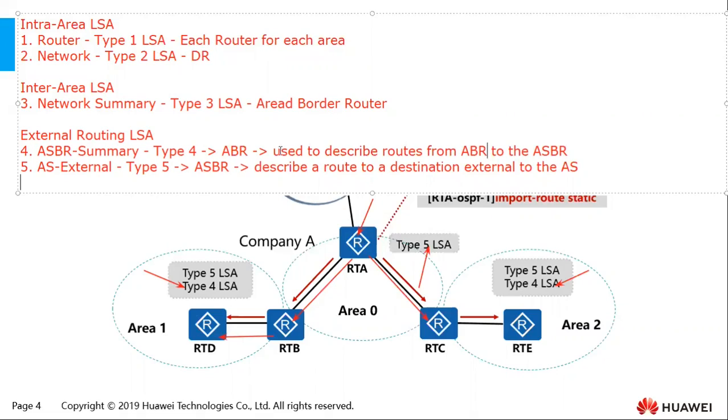So a type 4 is simply used to tell, for example, RTD here that, hey, if you want to go to the ASBR, you have to pass through me. You have to forward that packet to me. Then I'm going to help you forward it to the ASBR. That is what we call the type 4 link state advertisement. So an ABR will generate a type 4 from a type 5 LSA. I hope that is clear.